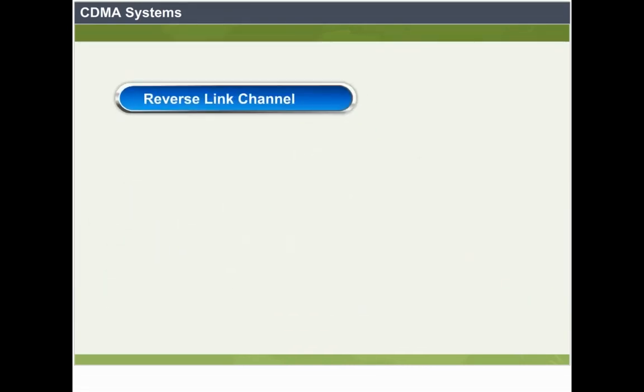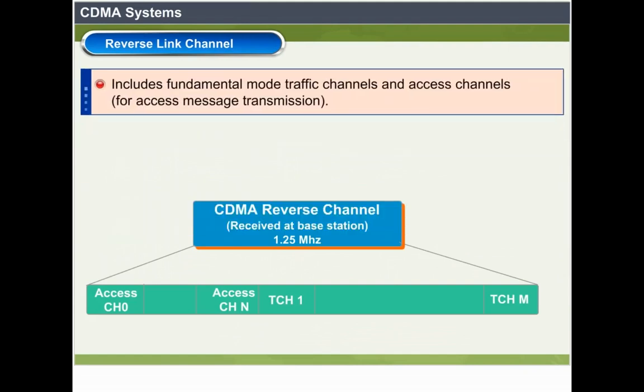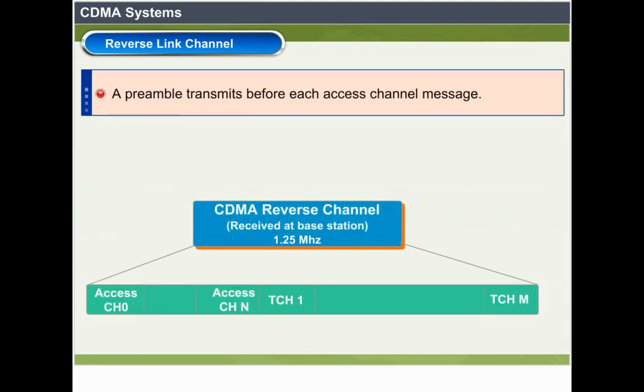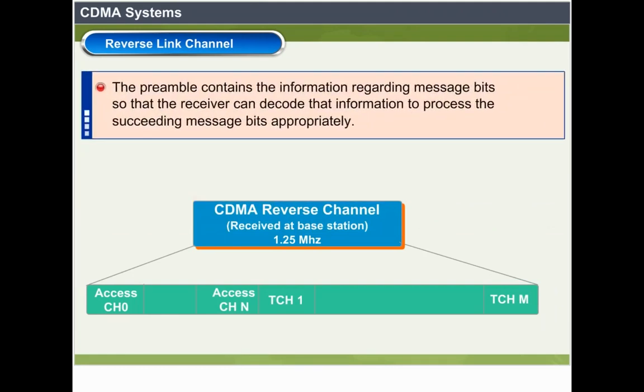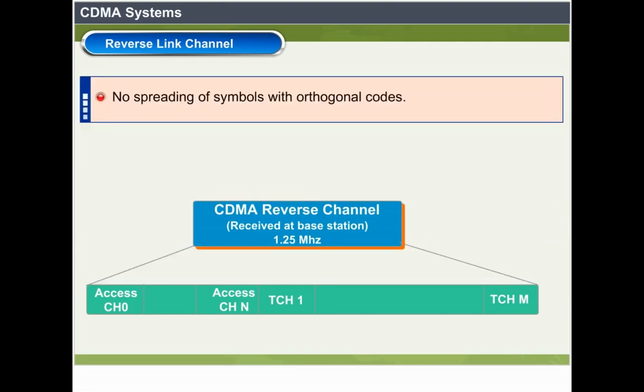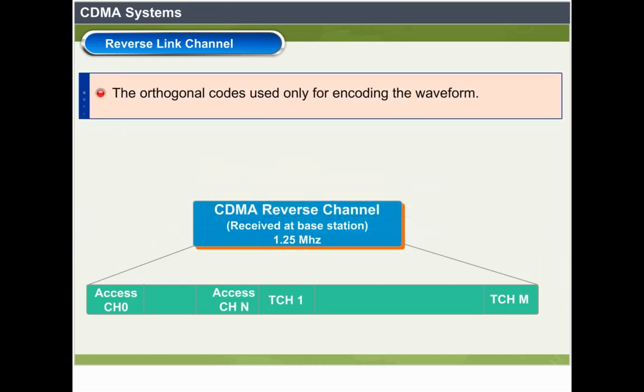The reverse link channel has a bandwidth of 1.25 MHz. It includes fundamental mode traffic channels and access channels for access message transmission. A preamble transmits before each access channel message. The preamble contains the information regarding message bits so that the receiver can decode that information to process the succeeding message bits appropriately. There is no spreading of symbols with orthogonal codes. The orthogonal codes are used only for encoding the waveform.